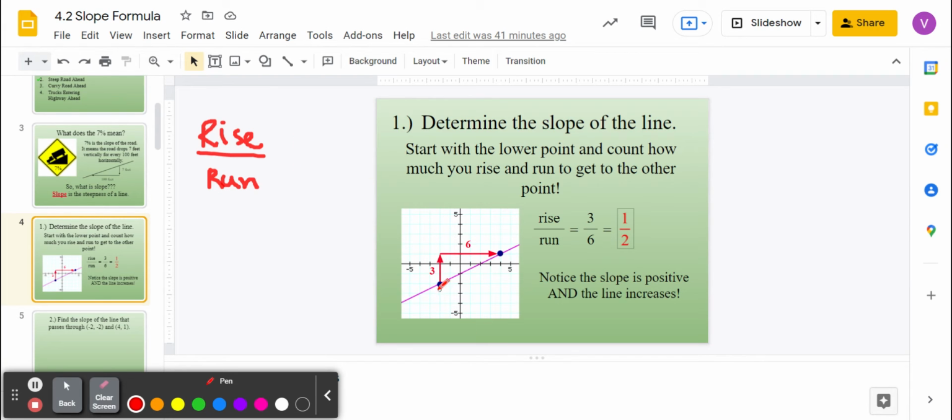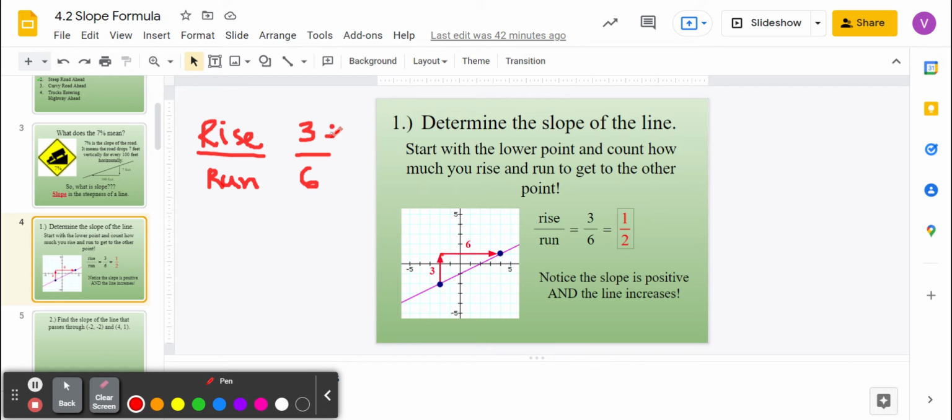So let's start at the first point. Now, we need to either go up or down, like we said. So we're going to rise a total of 1, 2, 3 points. Now, if that 3 points goes up, we know that's going to be a positive 3. So once we get to that point, we now want to figure out how do we get to our next point? Do we go left or do we go right? So when we run, we're going to run once, twice, 3 times, 4 times, 5 times, 6 times to the right. And remember, if we move 6 to the right along the x-axis, that's going to be a positive 6.